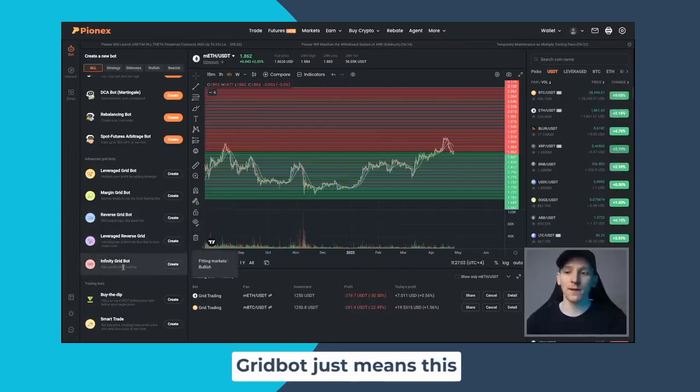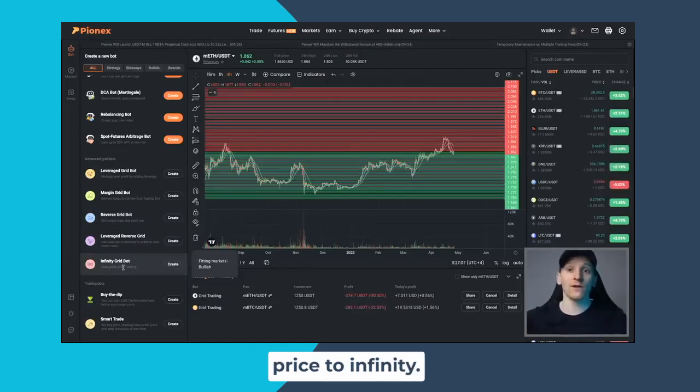Infinity grid bot just means this is a very long-term buy and hold thing where it's basically going to trade the price to infinity. This may work, but you spread the capital out very thin.